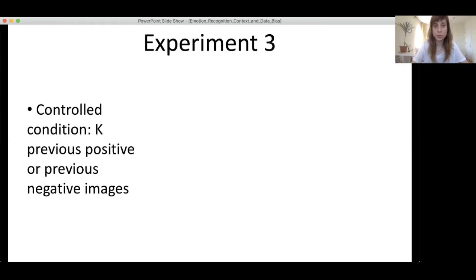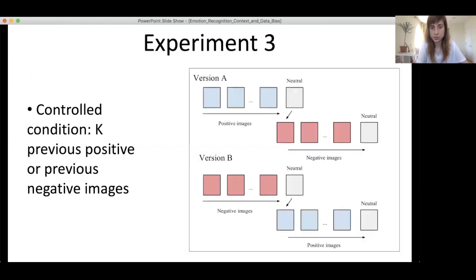And finally, we made a third experiment. In this case, it is what we call the control condition. We show the sequences as you see here. The neutral images are the images that we are paying attention to.